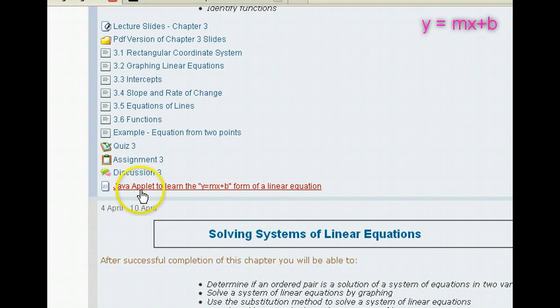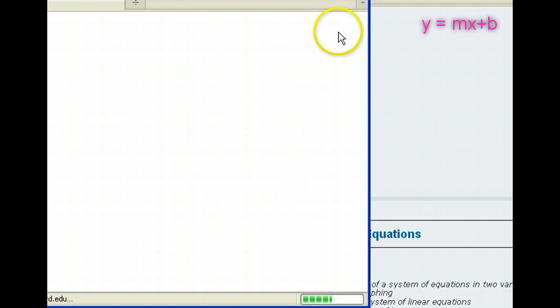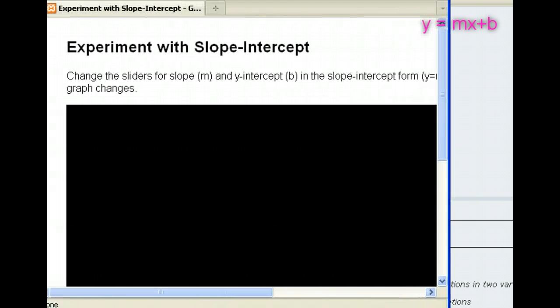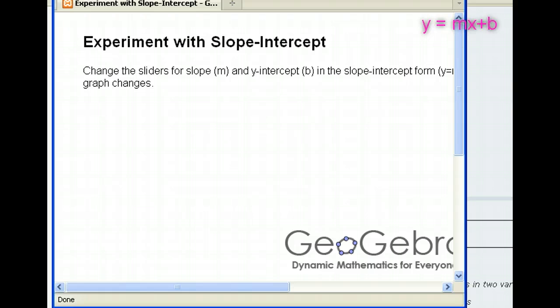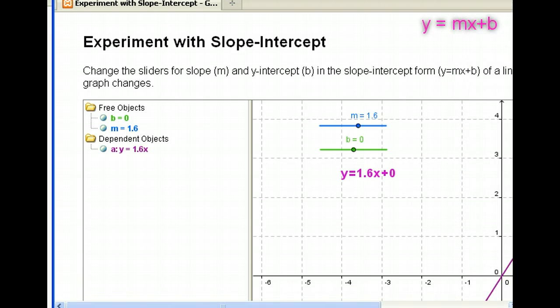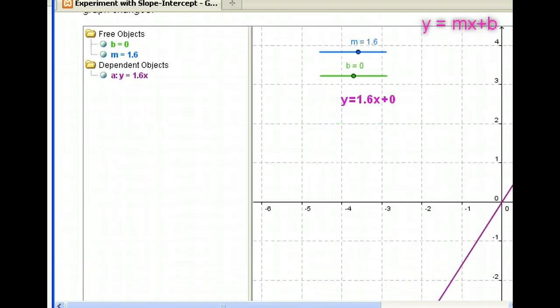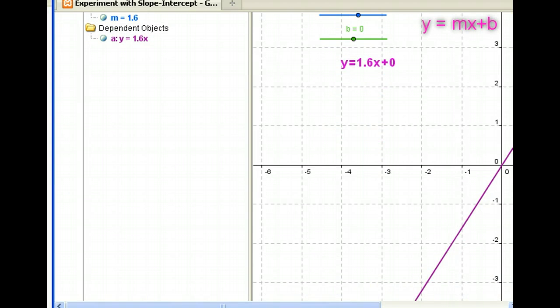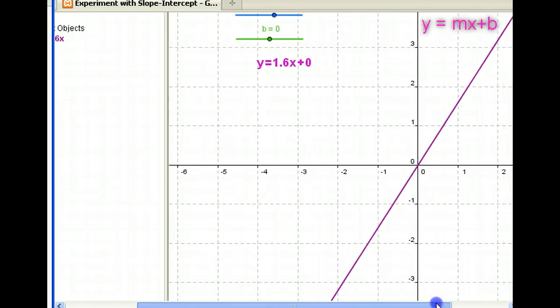This is the Java applet, and when you click on the Java applet it will start in another pop-up window. It will ask you to install. If it is the first time that you are starting this, it will ask you to start a Java applet, and you should say OK to the installation of Java.